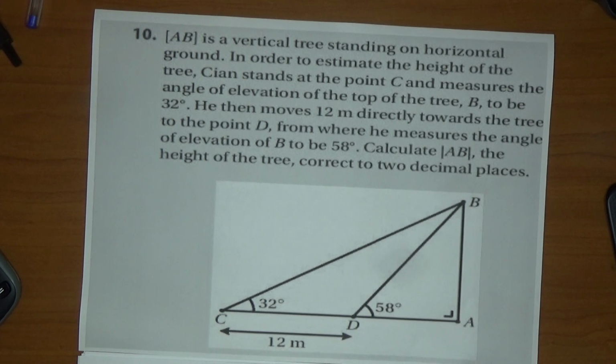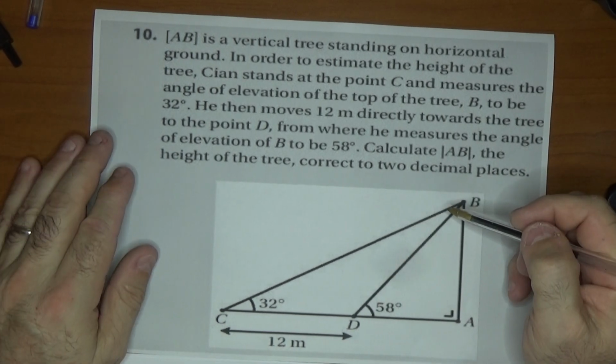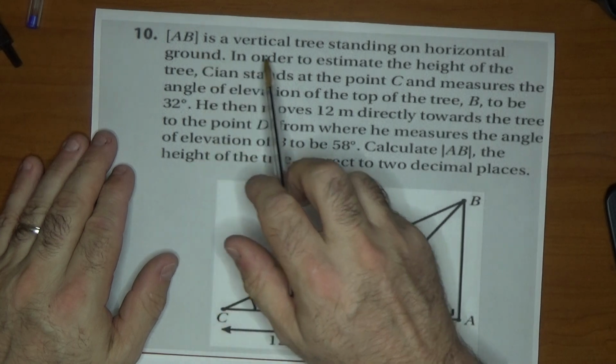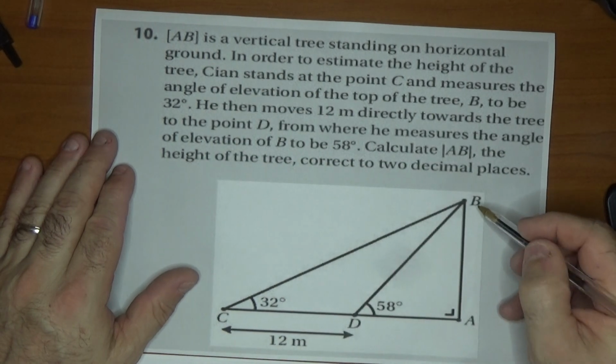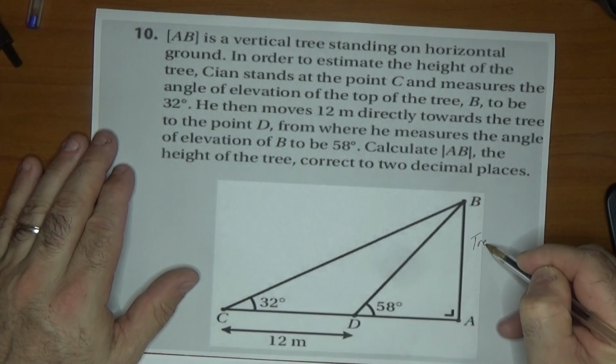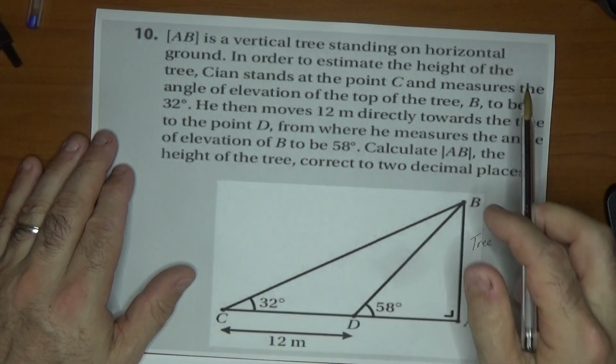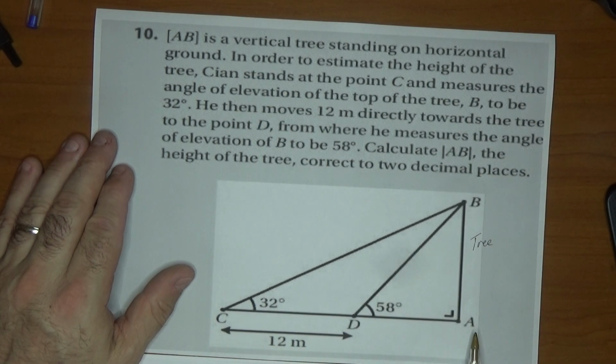So moving on to question 10 now. I'll try and do it on the sheet itself. We have that AB is a vertical 3, standing on horizontal ground.